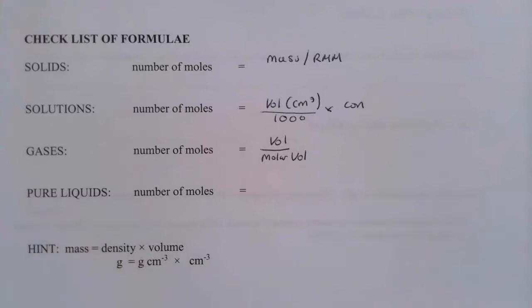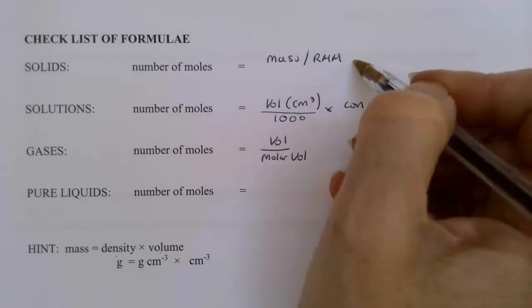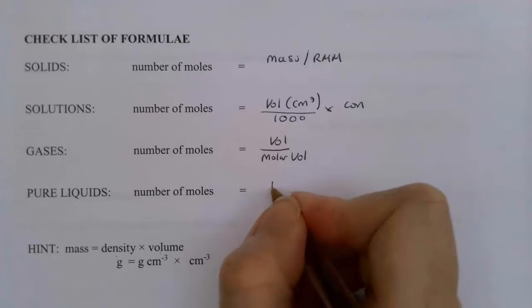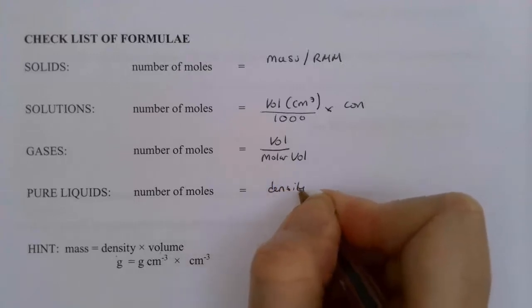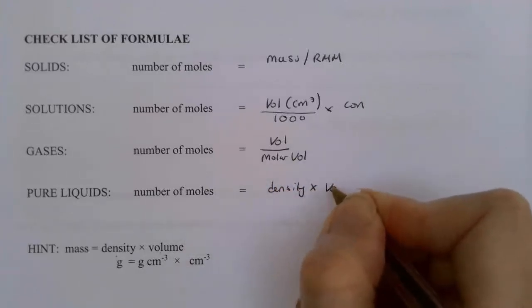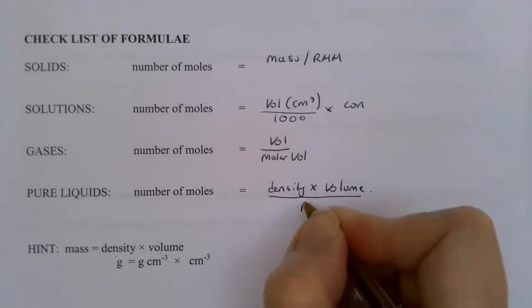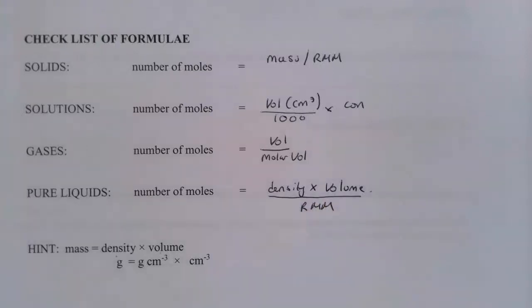For pure liquids, we can work out the number of moles using this density idea. So mass is given by the density of the solution times its volume. That gets us the mass, and then we're just going to use this equation here. So for a pure liquid, the number of moles equals the density times the volume, which gives us mass, divided by the RMM again.